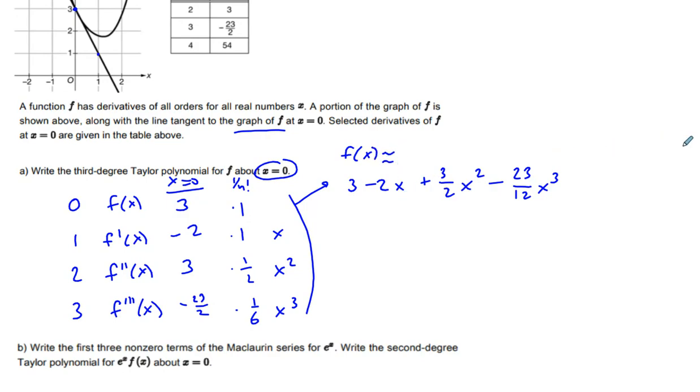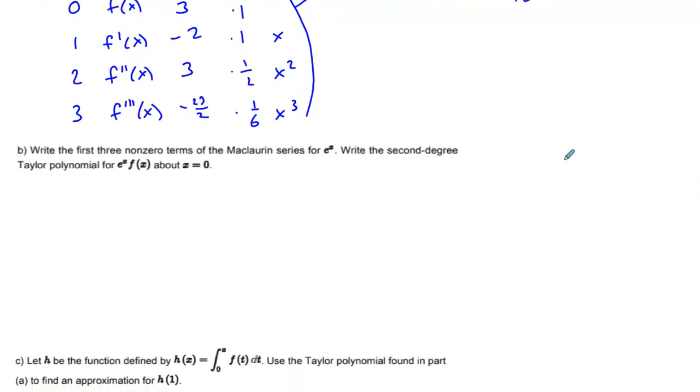And that's all we're looking for. Good. So we move to part B. It says, write the first 3 non-zero terms of the Maclaurin series for e to the x, the first 3 non-zeros. So we're looking for a Maclaurin, which is a Taylor, so 0, 1, 2. That should get us 3 terms.